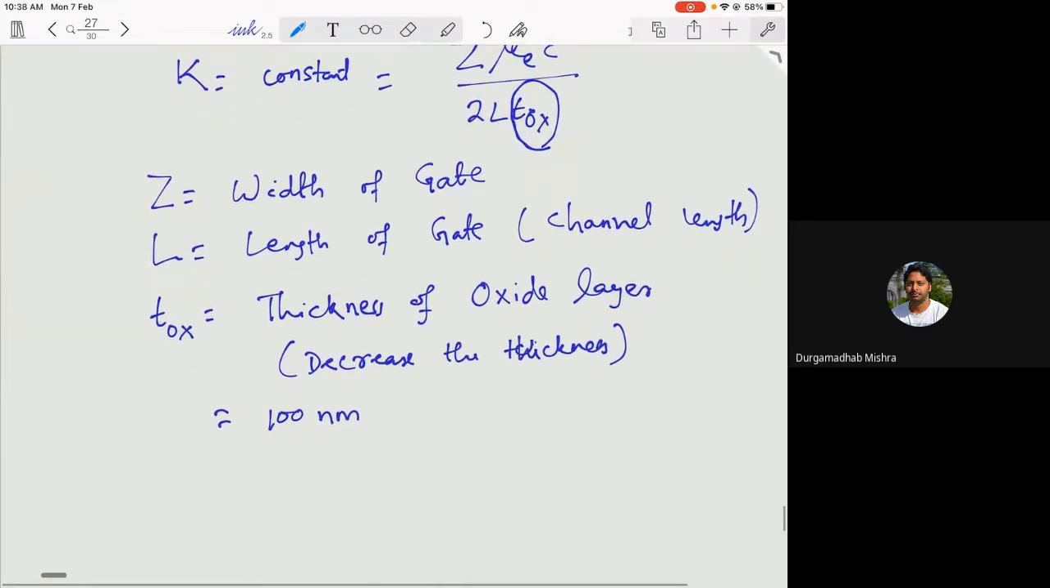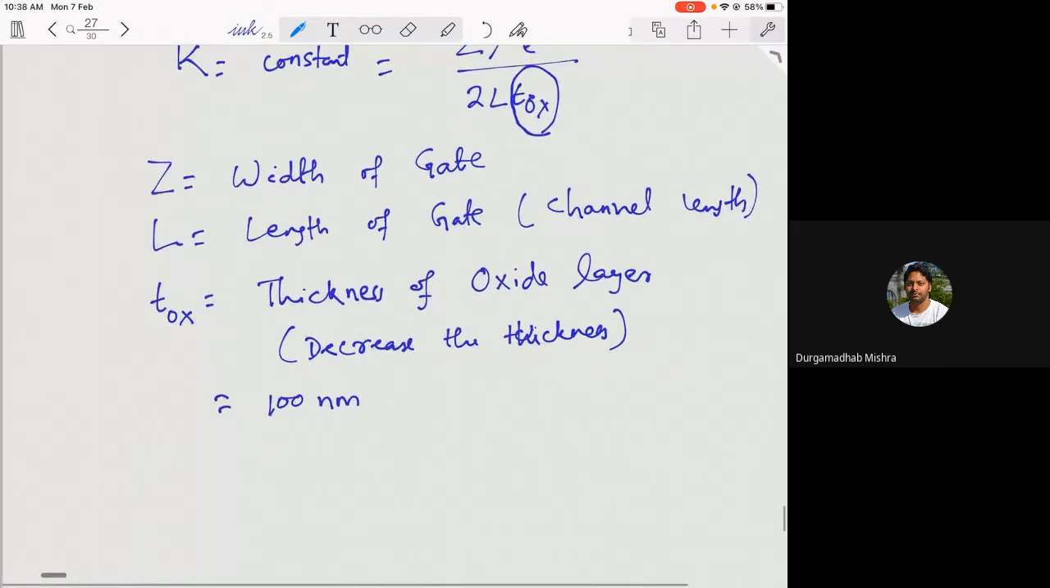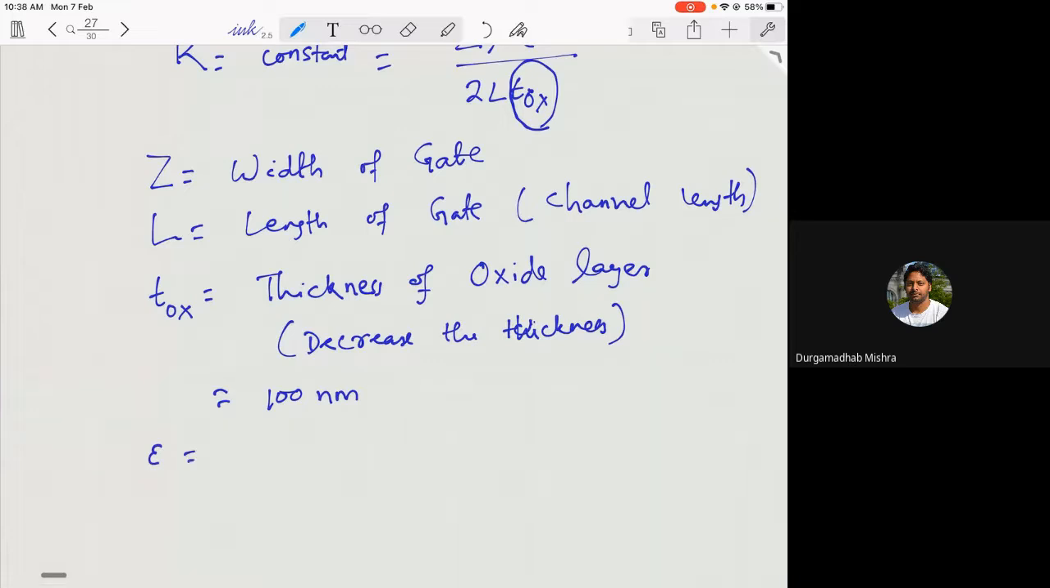Another two parameters are mu E and epsilon. So let's look at epsilon, or the permittivity. This is the permittivity of the material.